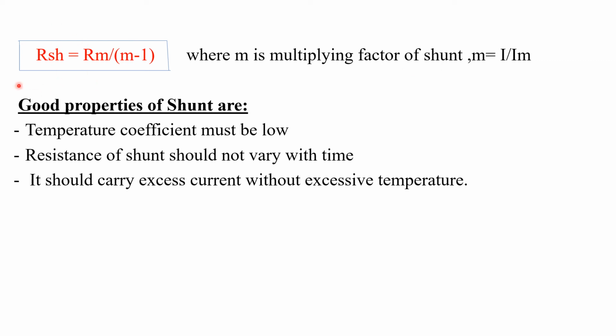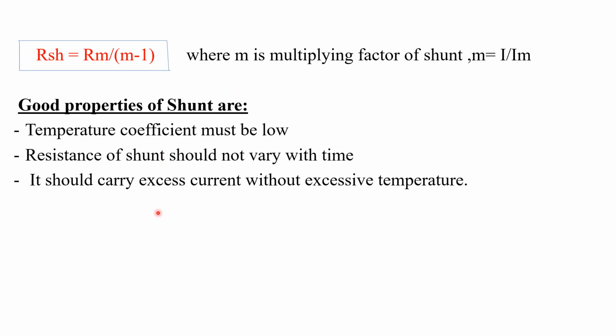This is the general equation that we need to know to find the shunt resistance, or the value of the shunt which is needed. It depends upon the value of this multiplying factor also. So RSH is equal to Rm divided by M minus 1.